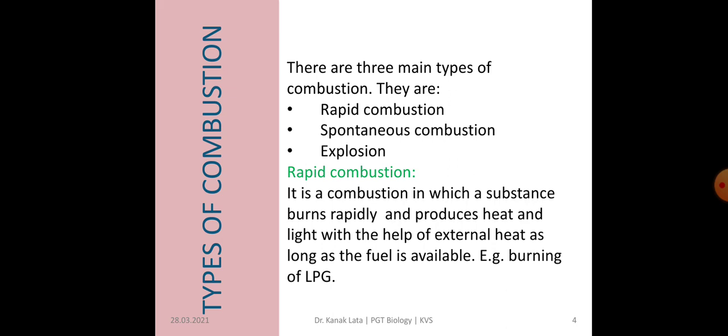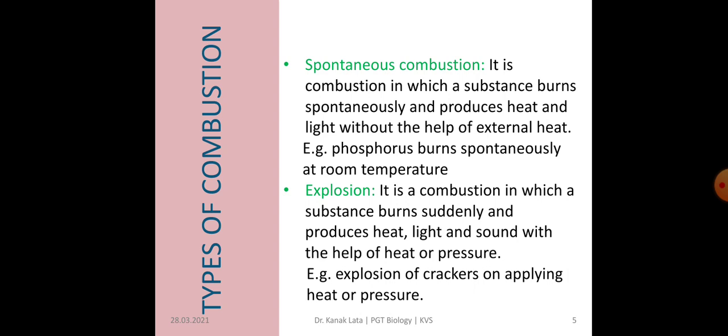For example, burning of LPG, that is liquefied petroleum gas. Second one is the spontaneous combustion. In this type of combustion, the substance burns spontaneously and produces heat and light without the help of external heat. For example, phosphorus burns spontaneously at room temperature. So that is why it is kept in kerosene oil.